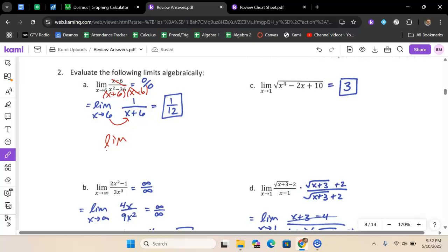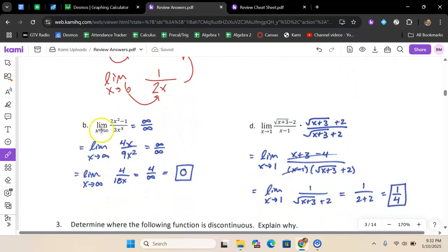Another option that you would have on that same problem is if you get infinity over infinity, you can use L'Hopital's rule. And L'Hopital's rule is that I would just take the derivative of the top and the bottom separately. So the derivative of x minus 6 is just 1. And the derivative of x squared minus 36 is 2x. And then I could plug in 6 and I would get the same answer. So anytime that you can use L'Hopital's rule, it does usually make things easier.